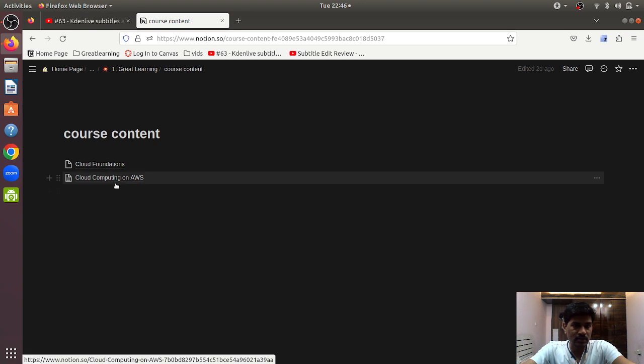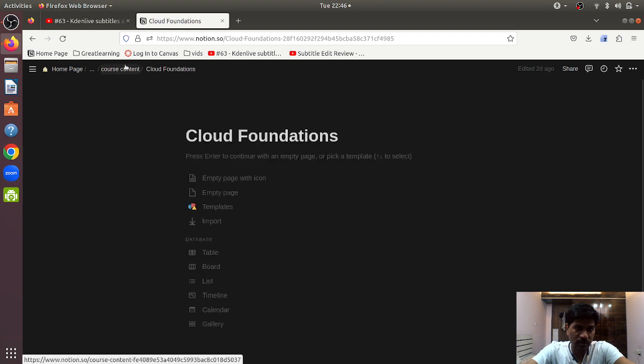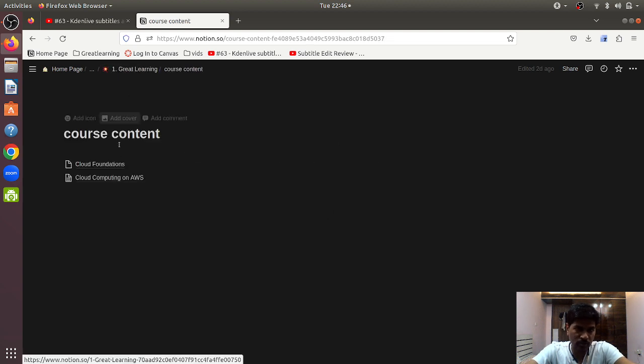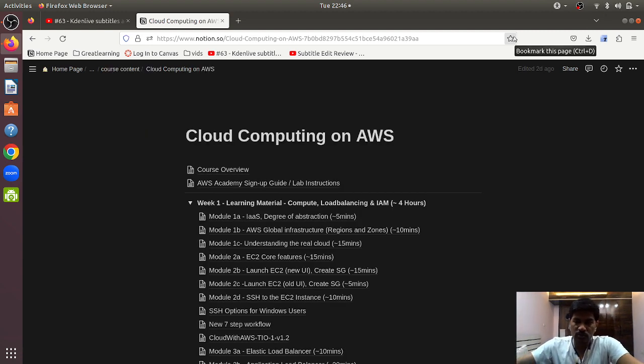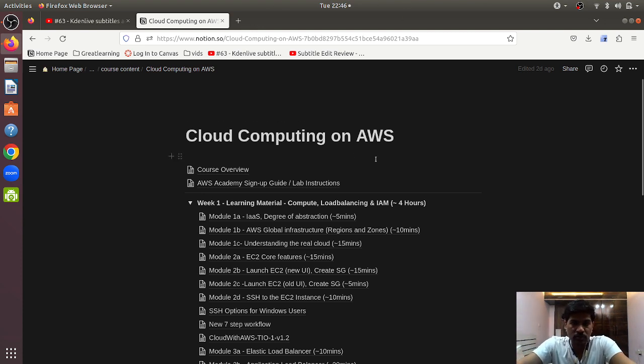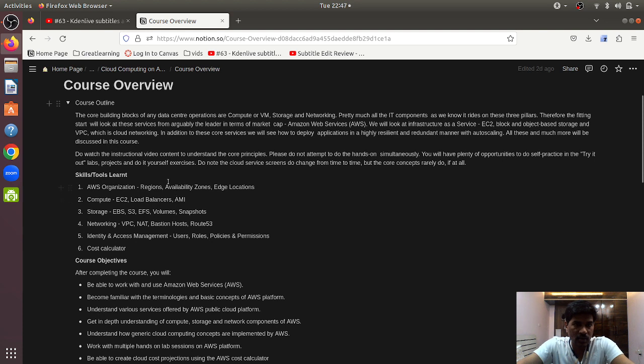Now let's start the course. Okay, so now we are into the third week of my course. The first week was obviously the cloud foundation. That is not there, that is remaining, I'll do that later. Now the second week was very important to understand. It was about cloud computing on AWS. The course overview covers what all subjects are there. This is the outline of the course which we have studied.